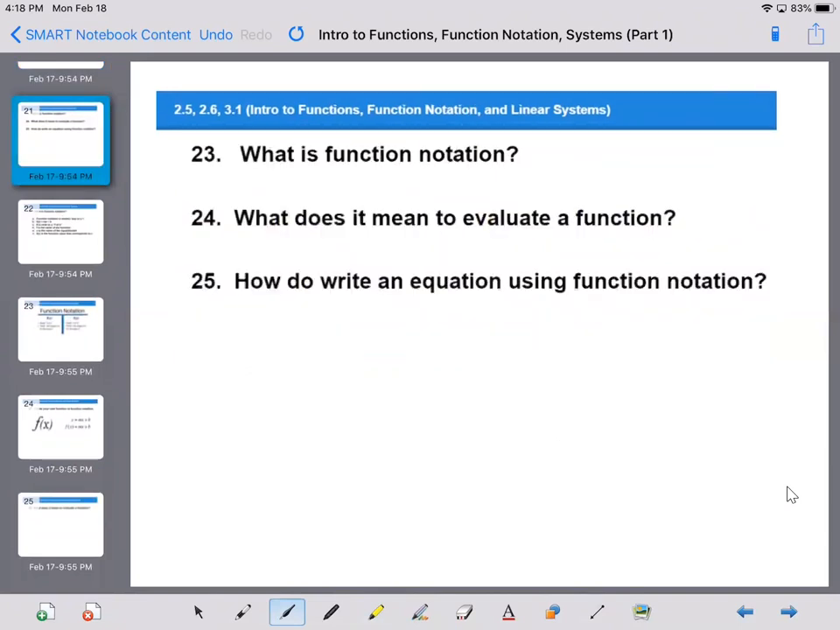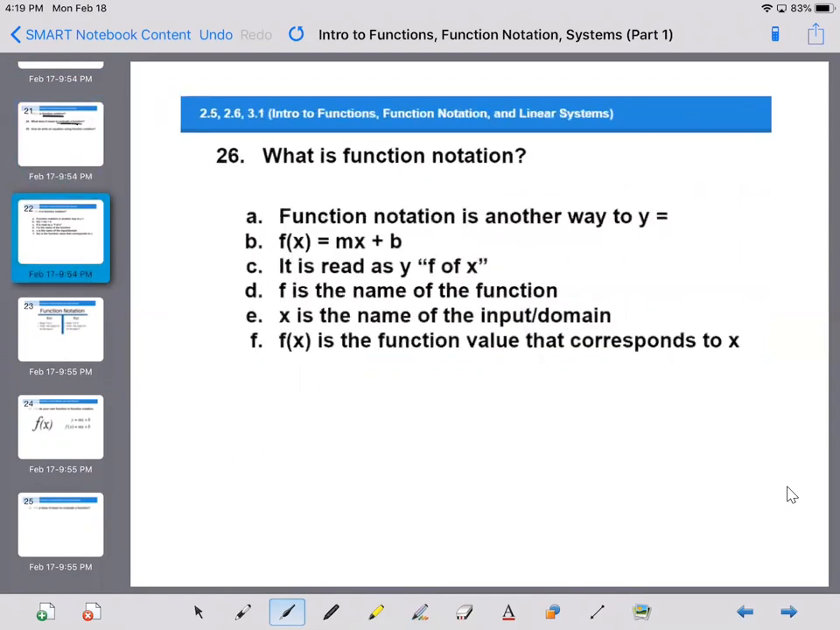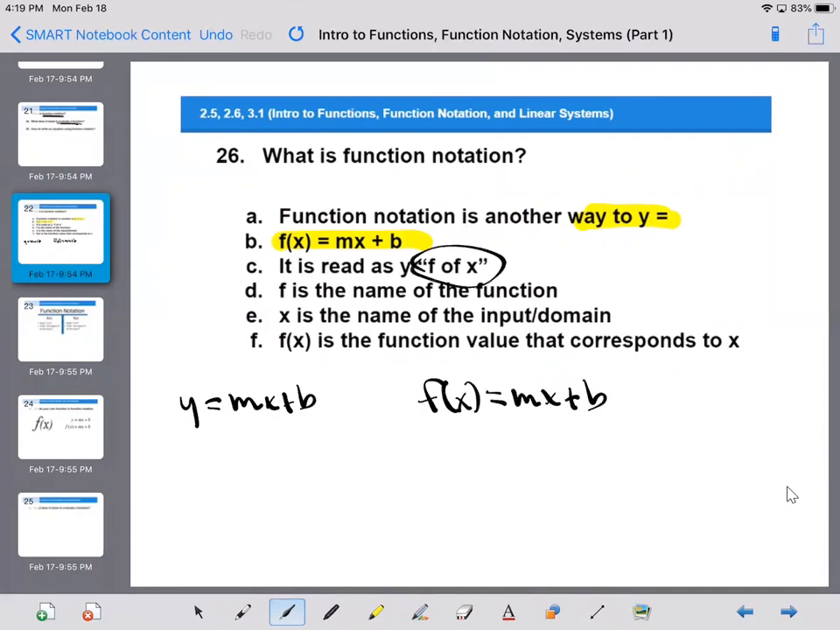Now let's switch gears and let's talk about function notation. And then we want to look at how we can evaluate a function, and then how we can write different equations in function notation. So function notation is simply another way to write the y equal. So notice you've got your y equals mx plus b, but instead of y equals mx plus b, we wrote it as f of x equals mx plus b. That's how we say that term, f of x.